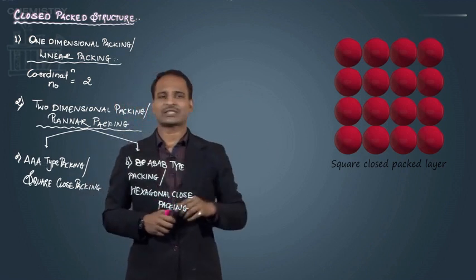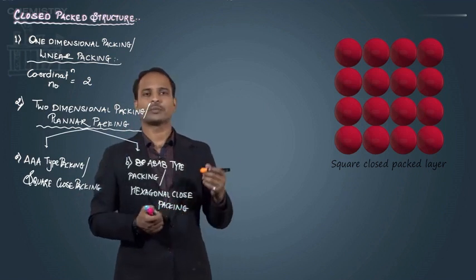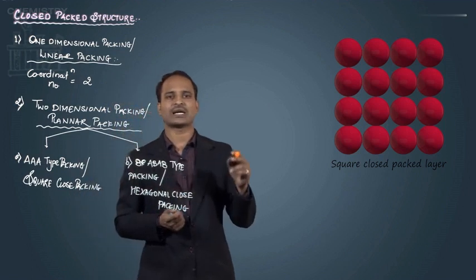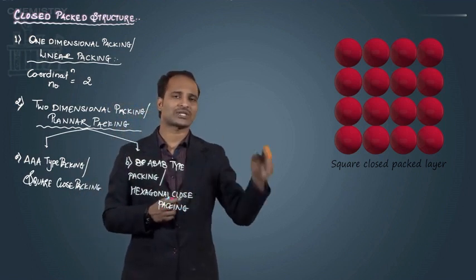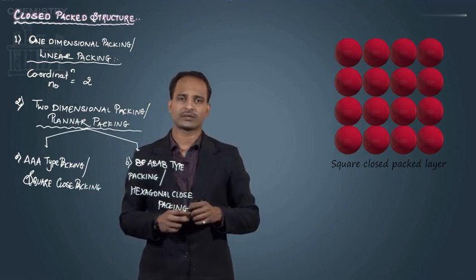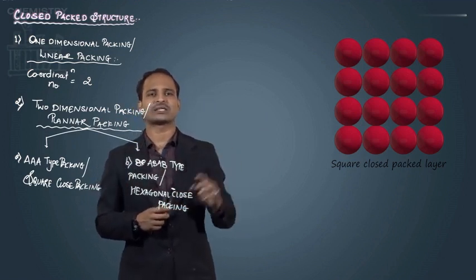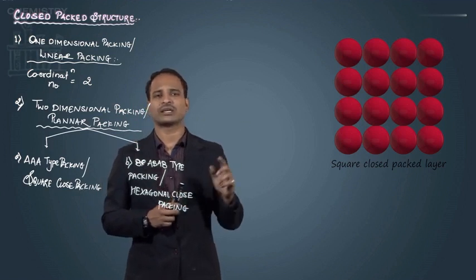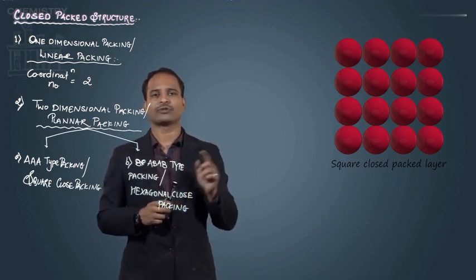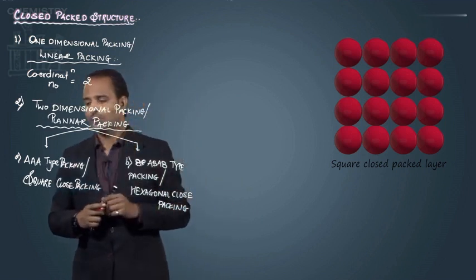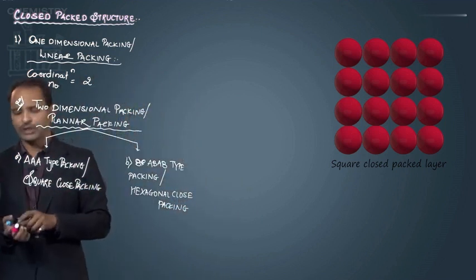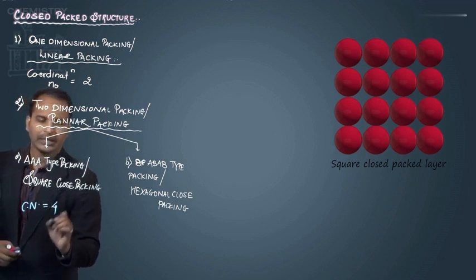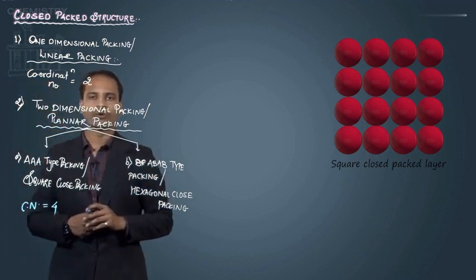Now, in the case of this A type packing, what will be the coordination number? To get that coordination number, you consider any desired atom, any atom you consider, and just check how many surrounding atoms are there. So in this case, suppose I consider a D, that is a desired atom, and just count how many surrounding atoms are there, then here I can say that 1, 2, 3, 4, there are a total of 4 atoms. So here the coordination number for A type packing is 4.